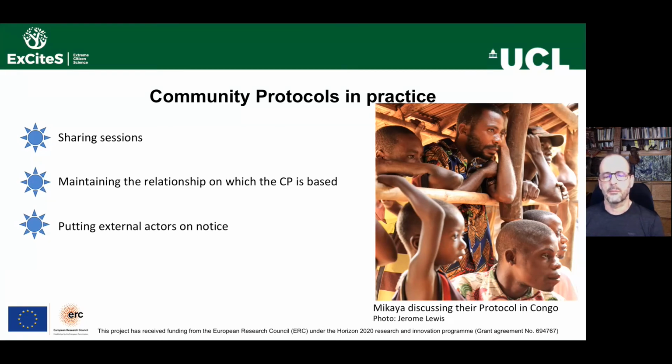And thirdly, by putting external actors on notice. What that means is that other actors who may be involved in the plans or are relevant in some way are formally informed that the community protocol has been created. And this is important because it increases the likelihood that the protocol will be respected and followed. And this empowers community members in the process of informing those outsiders that they have terms for their engagement.